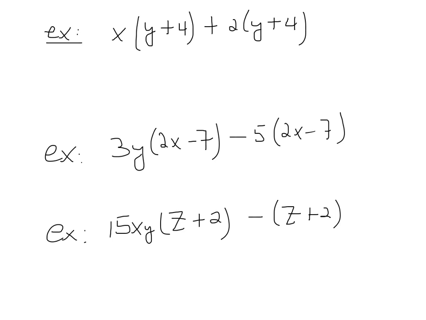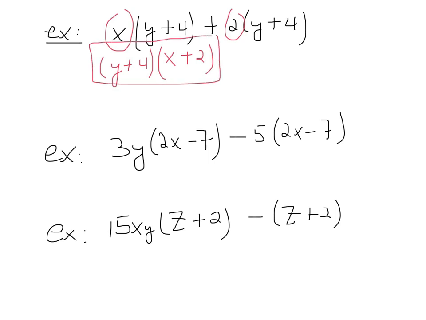In these last three examples, we're looking at a greatest common factor that's a binomial. Notice what's common to both terms in this first example. They both have a y plus 4 in it, and that y plus 4 is a greatest common factor. It's a binomial greatest common factor. The factor that's left over in the first term is an x, and the factor that's left over in the second term is a 2. And so we have completely factored this problem.